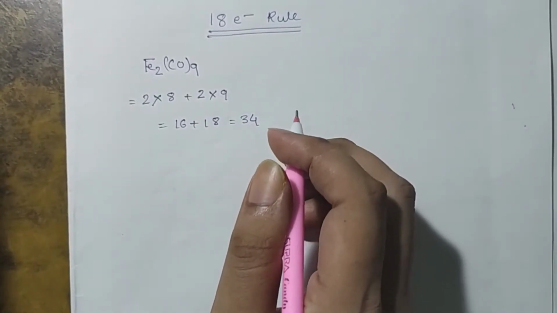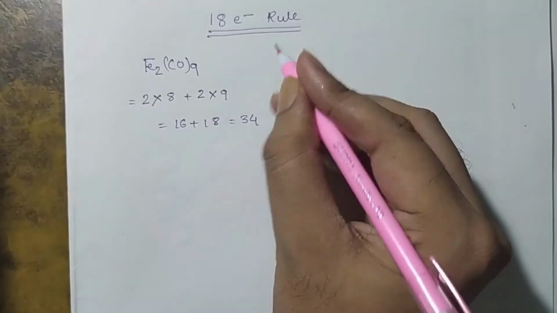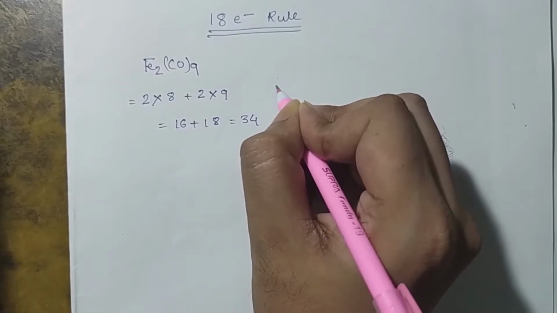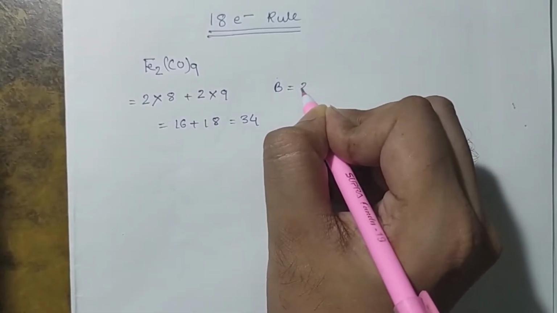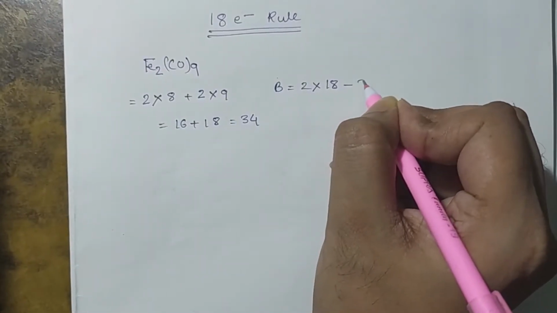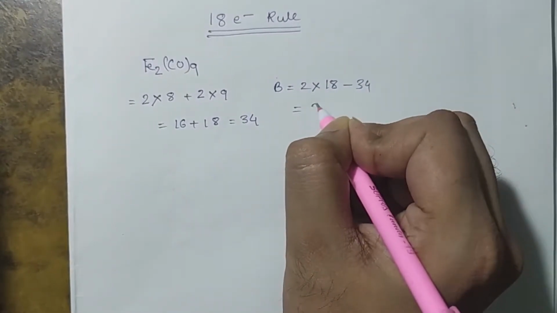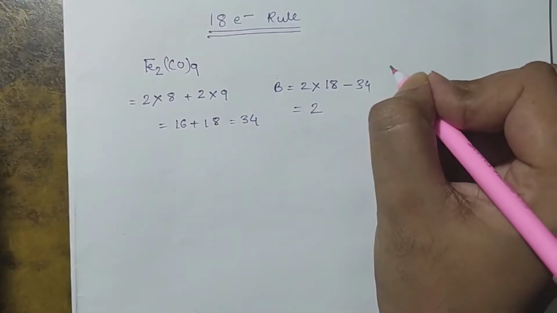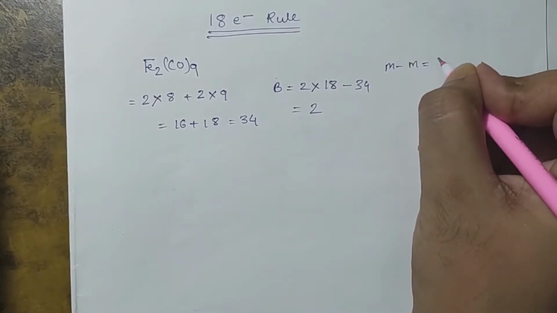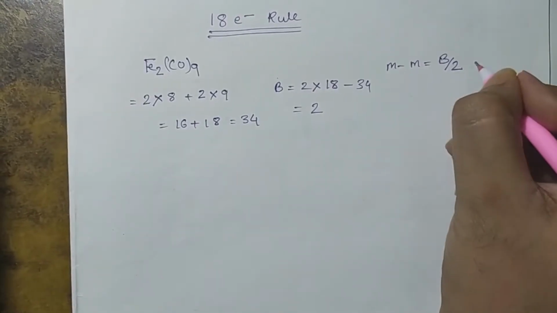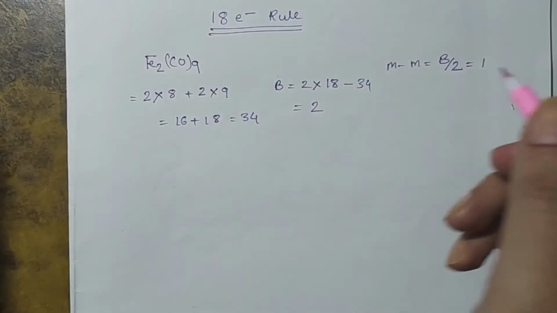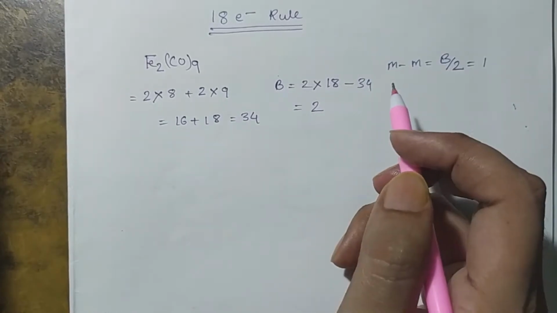34. After that there are 2 metal centers, so we have to get B, which is 2 into 18 electrons minus what we get from the total electron count, that is 34. Now we get 2, and the number of metal-metal bonds we get by dividing B by 2, we get 1 because B is 2. So there is one metal-metal bond present in Fe2(CO)9.